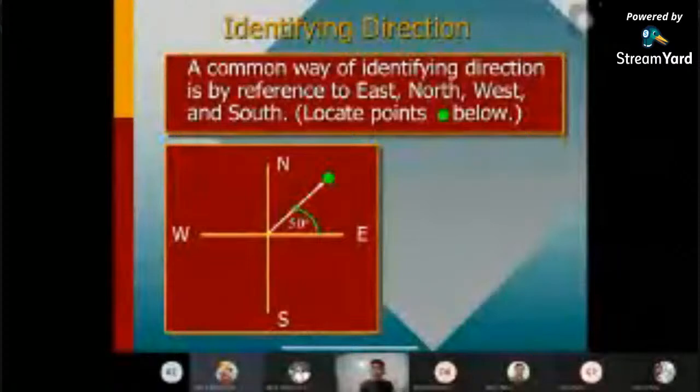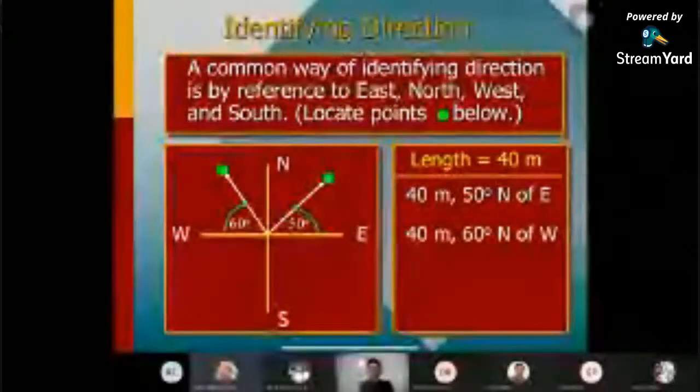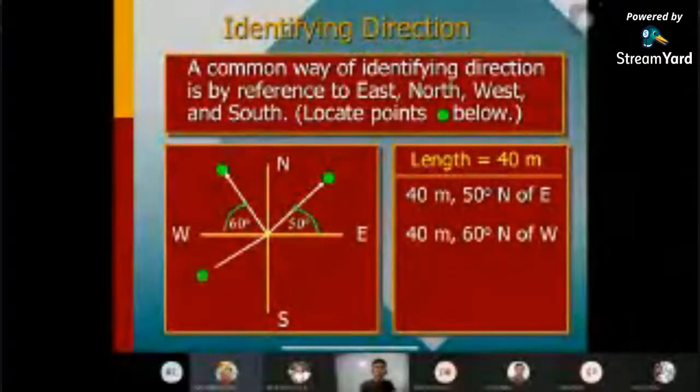Very basic. So kung saan siya nagpunta muna, that's the first word. Kung saan siya galing, that's the second word. So number 2 will be very easy. It came from west. It's going to the north. So it's north of west. So 60 degrees north of west.